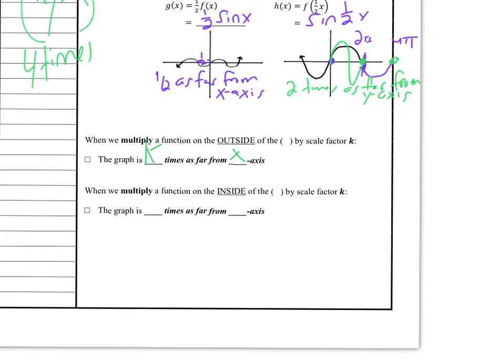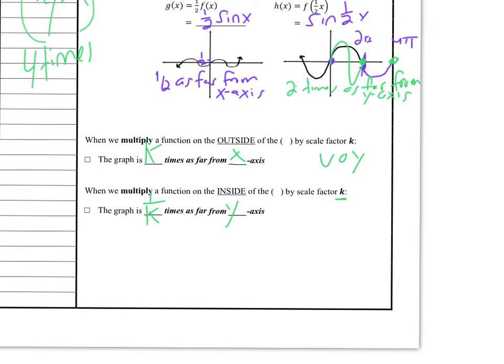Okay, when it's outside, it does exactly what you'd expect. But when you're multiplying inside by a scale factor of k, it's going to be the opposite. So it's 1 over k as far from the y-axis. So again, here is your VOY. It should be affecting the y's. When you're saying it's away or towards the x-axis, it is affecting the y. It's moving it away or towards the x-axis, so it's going up or down.